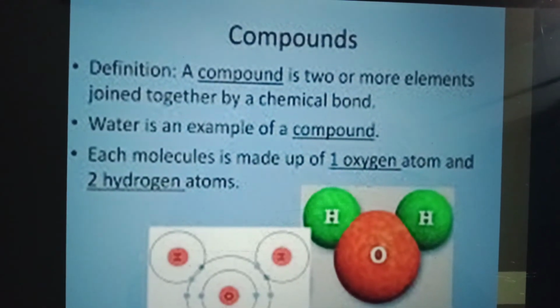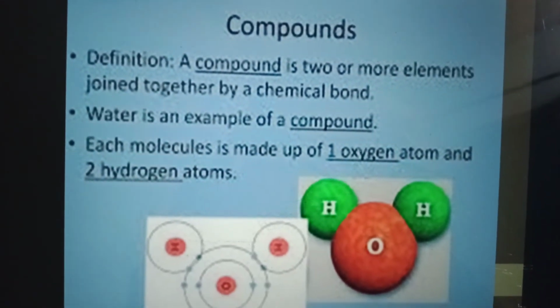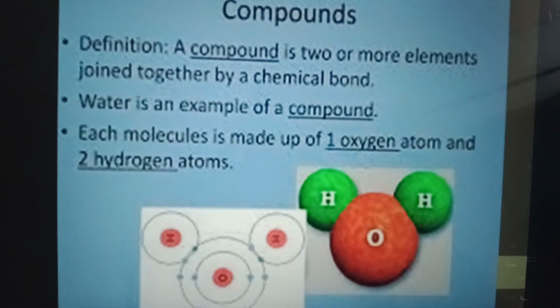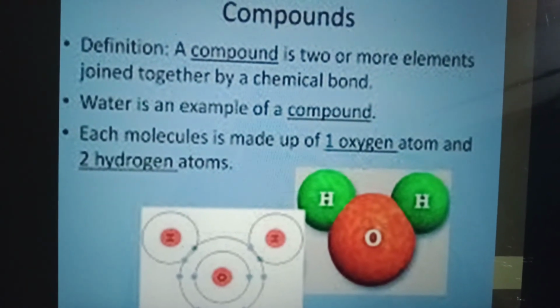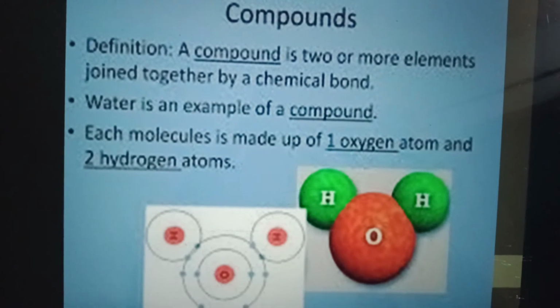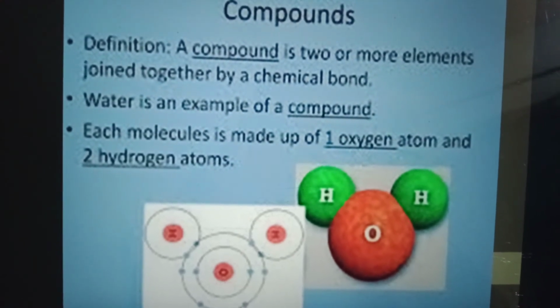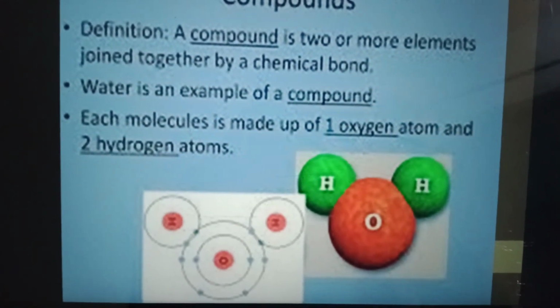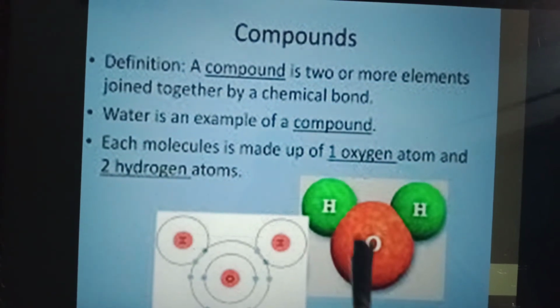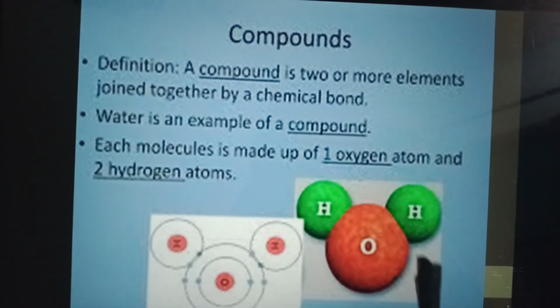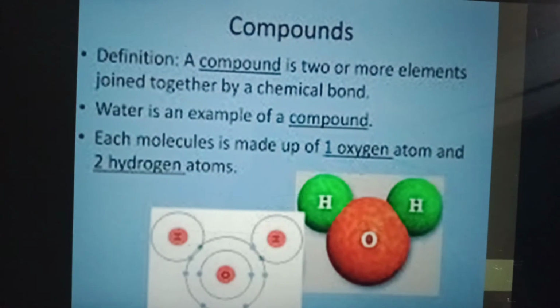Compounds. A compound is 2 or more elements joined together by a chemical bond. Water is an example of a compound. Each molecule is made up of 1 oxygen atom and 2 hydrogen atoms. So here is 1 oxygen, 2 hydrogen, and this is a compound.